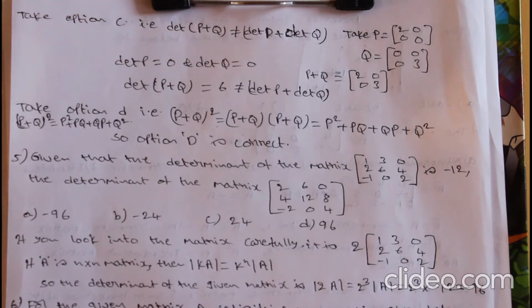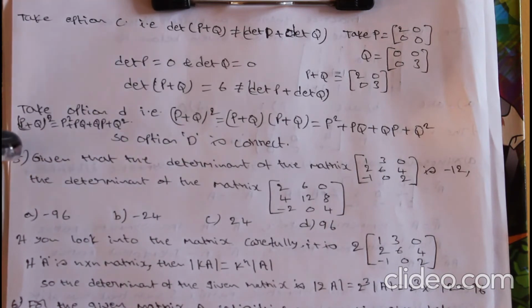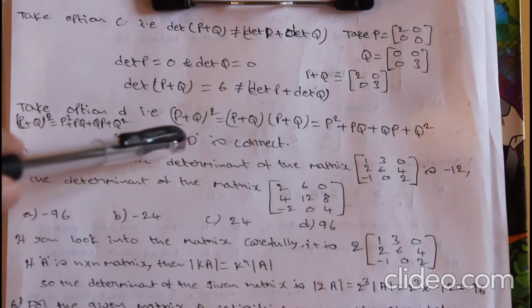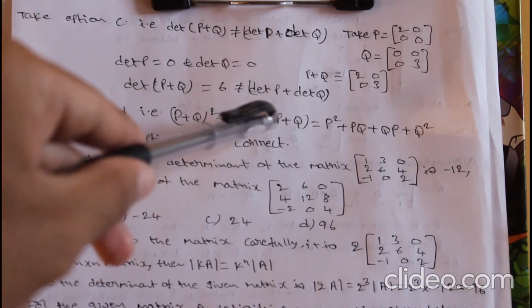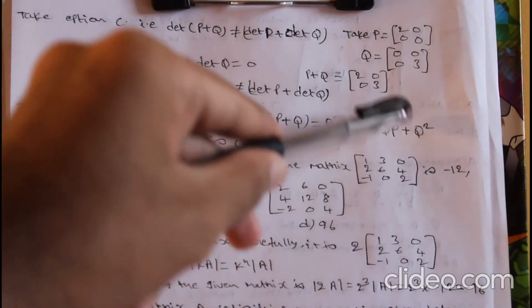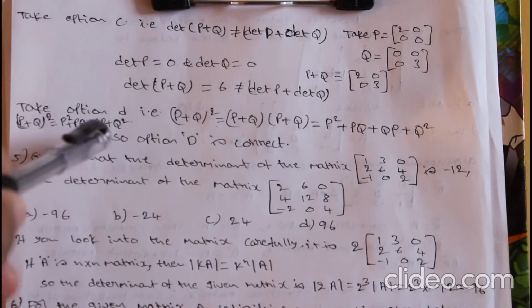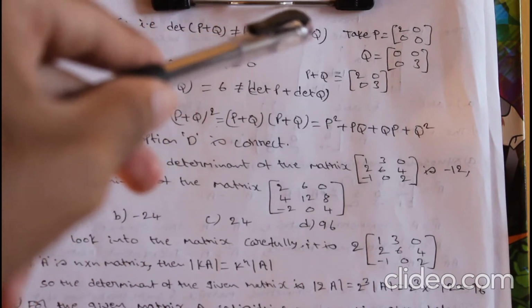Now look at option D. Already three options are eliminated, so option D is obviously correct, but let us look at it. It is given (P plus Q) whole square is equal to P square plus PQ plus QP plus Q square. How can we write (P plus Q) whole square? (P plus Q) into (P plus Q). Multiplying, we get P square plus PQ plus QP plus Q square, the same as the given option. So option D is correct.